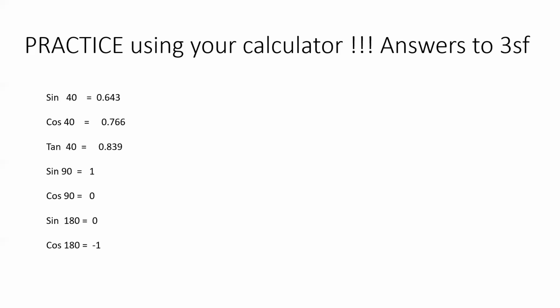Here are the answers, and I hope that you didn't have any difficulty finding them. So when the angle's 40, the length of the opposite side's going to be 0.643. The side adjacent's going to be 0.766. And the ratio of the two, if we divide one by the other, we're going to end up with 0.839. Notice sine 90 is 1, cos 90 is 0, sine 180 is 0, cos 180 is minus 1. Note that sine can never be bigger than 1, and it can never be smaller than minus 1. It's basically a wave that goes between the two.